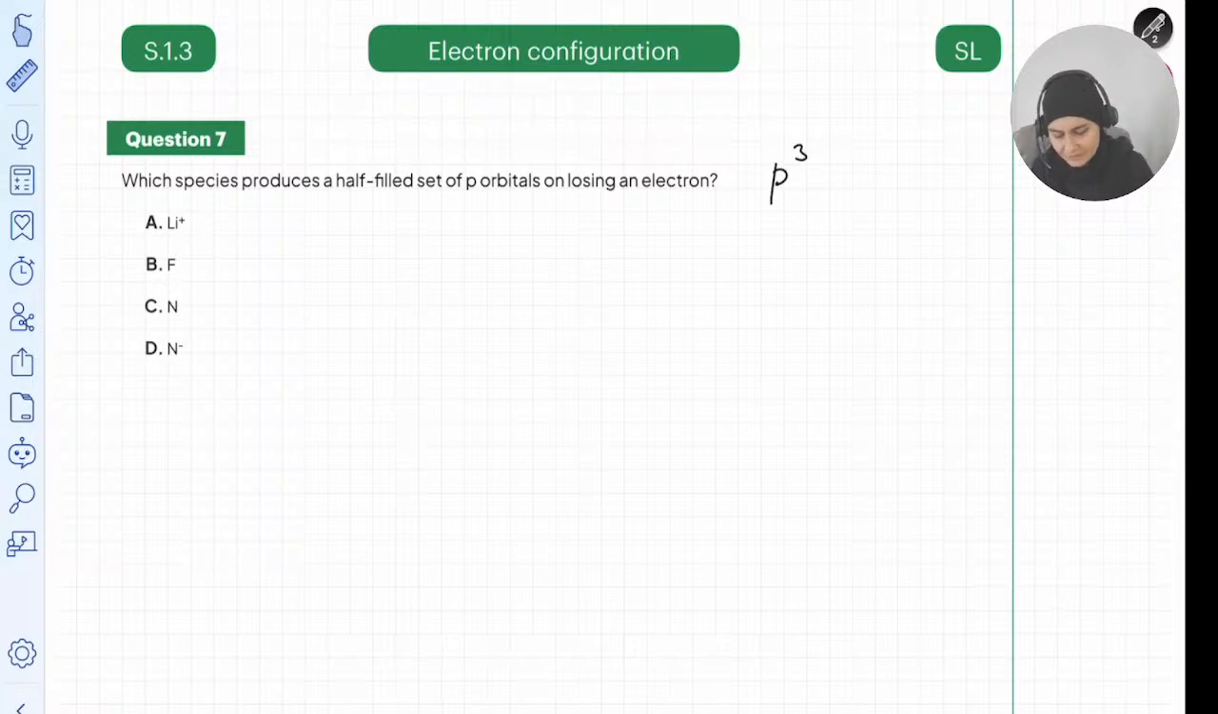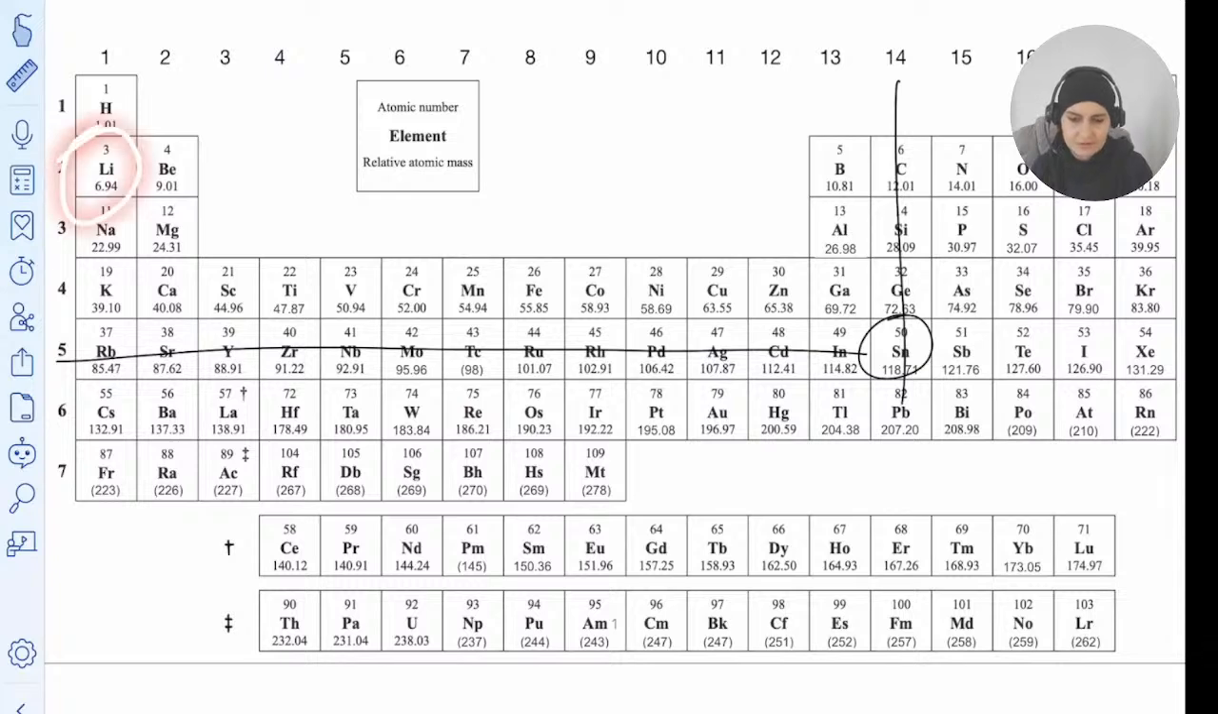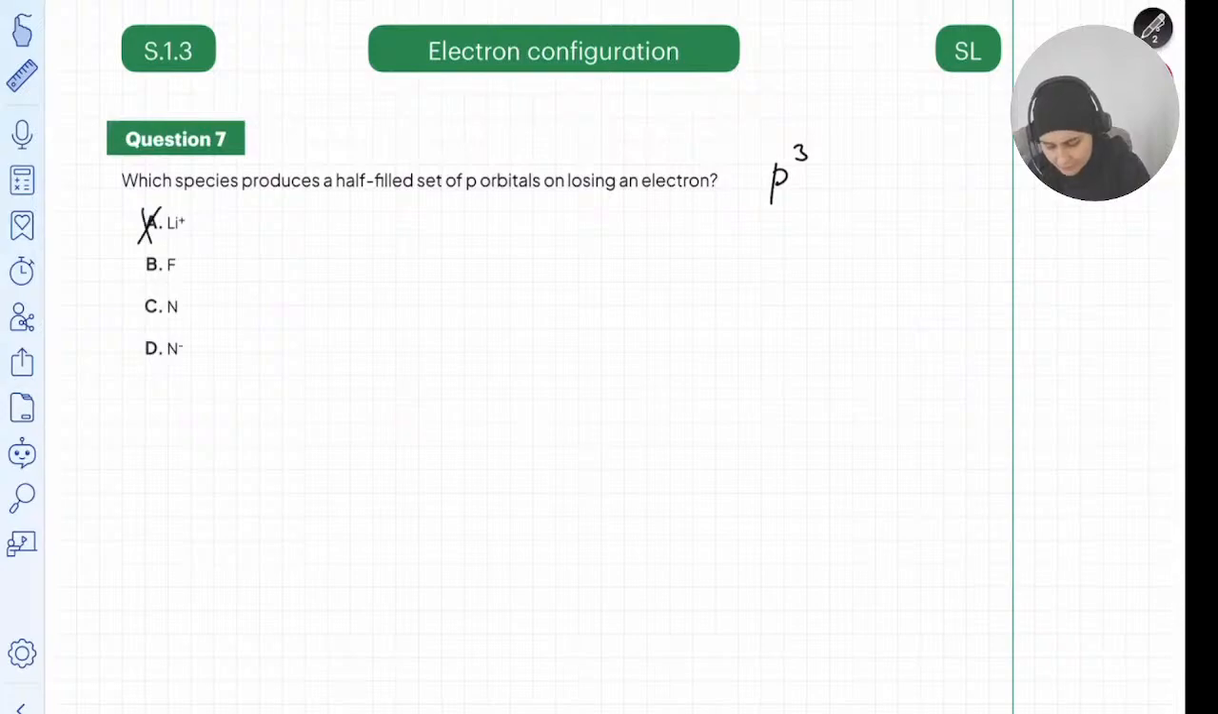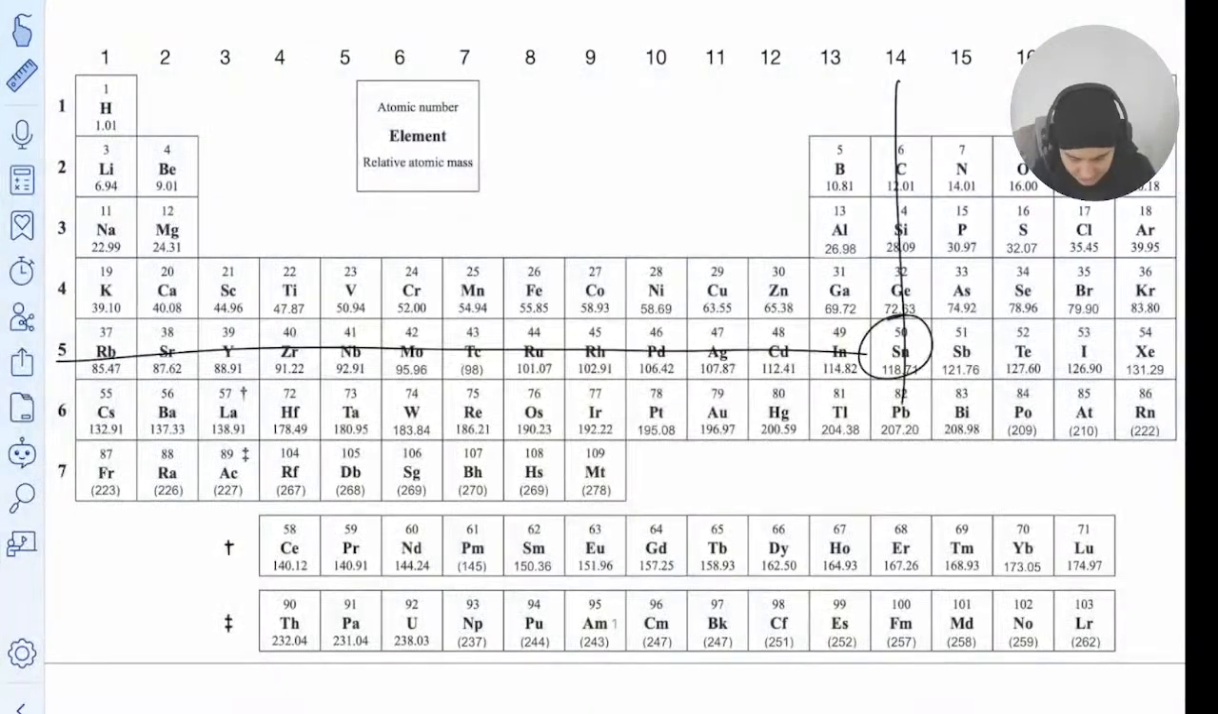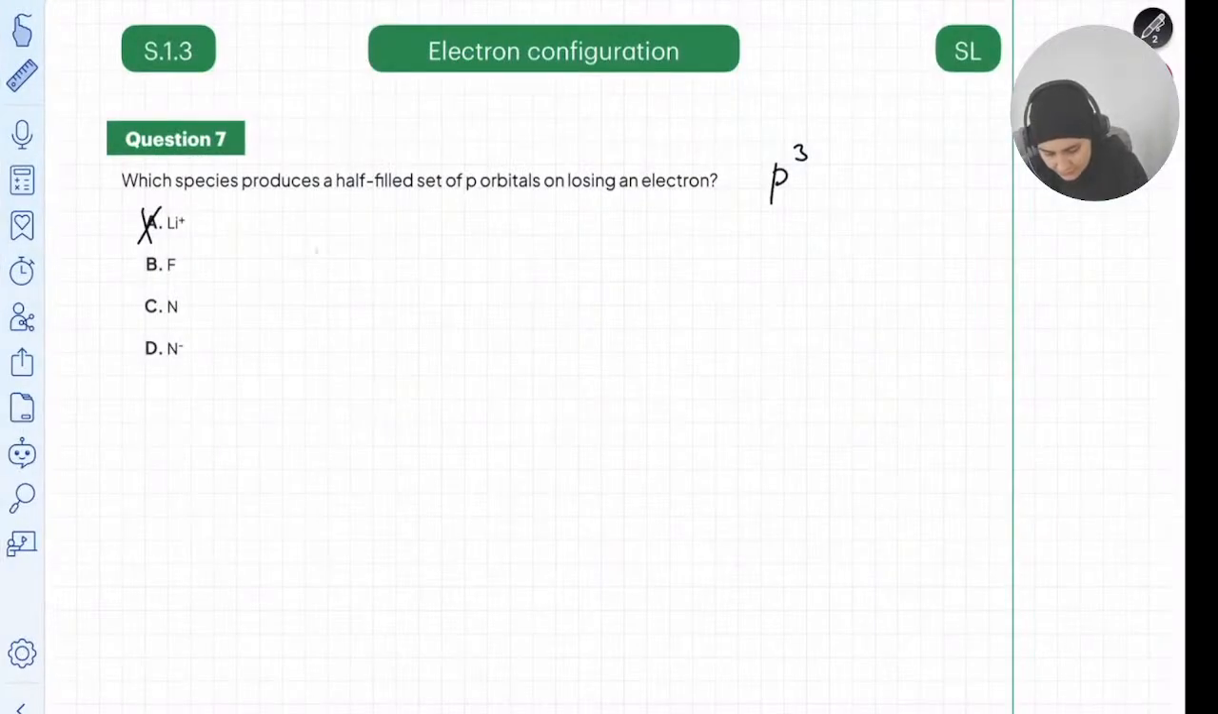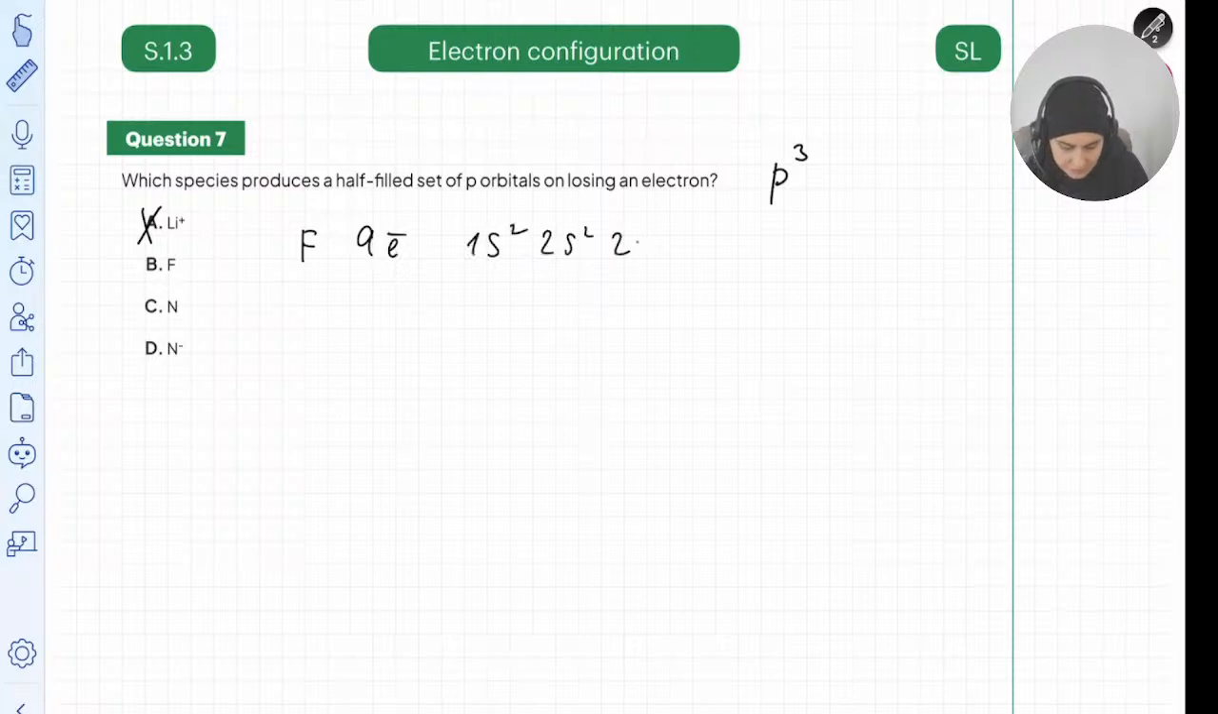For lithium, well, lithium plus I wouldn't even write because lithium plus is nowhere close to P. It doesn't have a P subshell at all, so not lithium. Fluorine could be. So fluorine, how many electrons does it have? It has 9. Okay, let's write it down. 1s2, 2s2, 2p5. That's fluorine. When it loses 1 electron, what happens? It becomes 2p4, not 2p3. So that's not B.